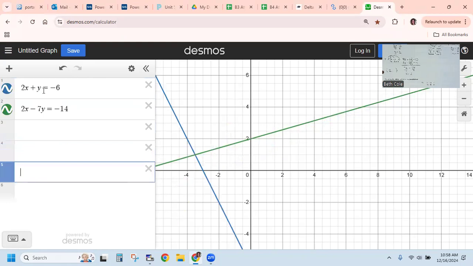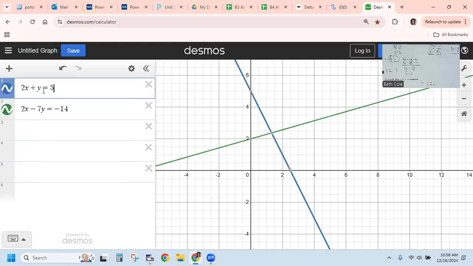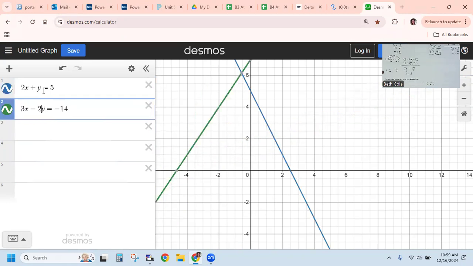So 2x plus y equals 5. And then, what is this? 3x minus 2y equals 4. So when I click here, did we get 2 for x? We did, 2 comma 1.